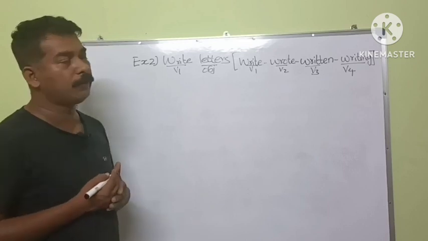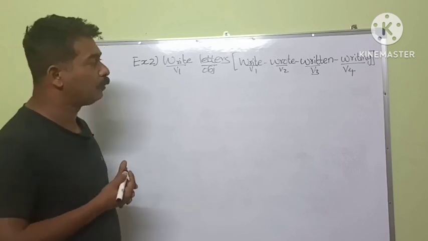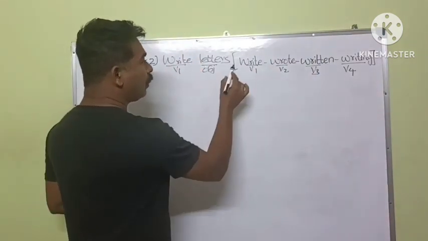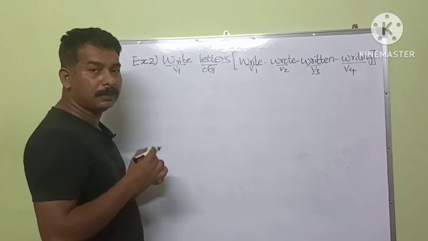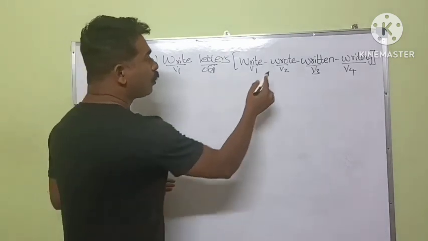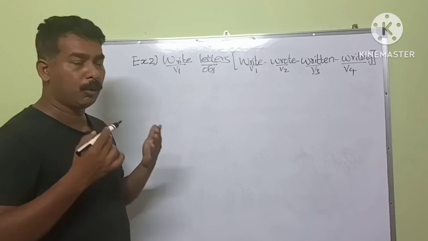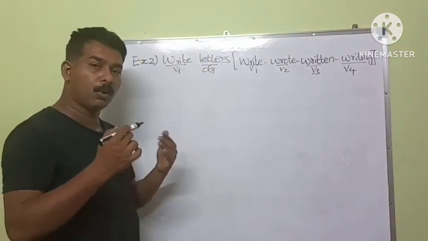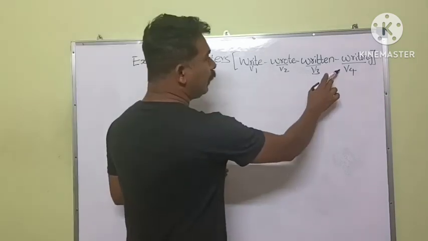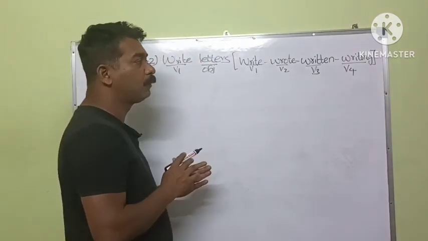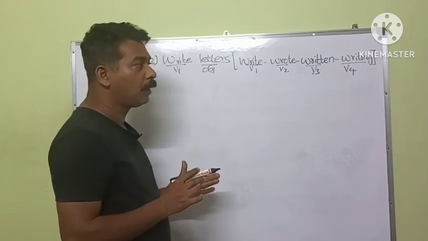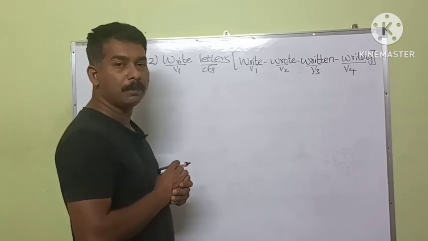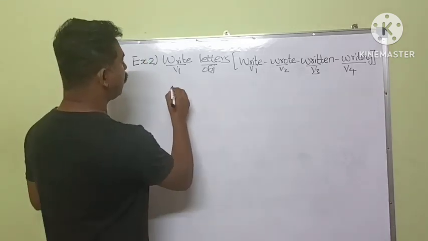Example number 2, write letters. Write is the first form of the verb. Letters is its object. Write, wrote, written, writing. Write is the present form of the verb. Wrote is the V2 form or past form of the verb. Written is the V3 form or past participle form of the verb. Writing can be considered as the fourth form of the verb, that is V4 form. It has another name, that is present participle form of the verb.